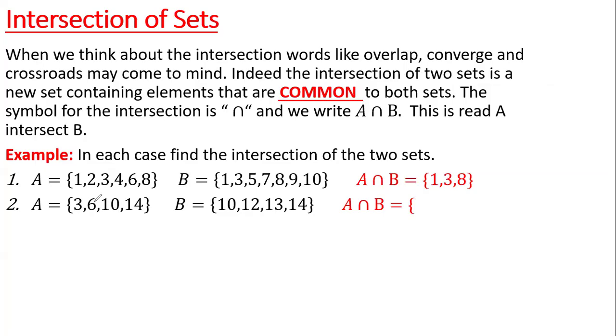6, same thing, it's a part of A, it's not a part of B. But look, 10 is part of A. 10 is also part of B, so that's part of the union. The intersection, so we can put that there. So 10 goes here. And then we have 14. So 14 is here. So 10 and 14 is definitely the intersection of the two sets.